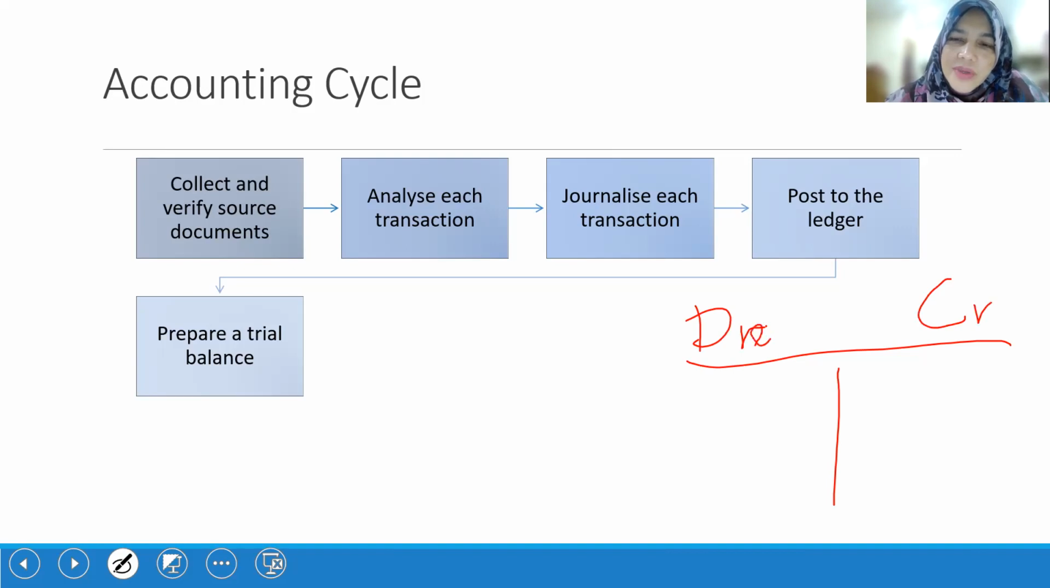So this is actually debit. Let me put it in full. This is credit. So what does it mean, debit and credit? For example, this is a cash account.